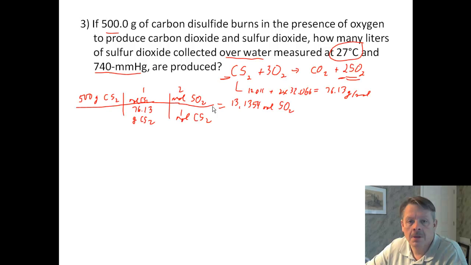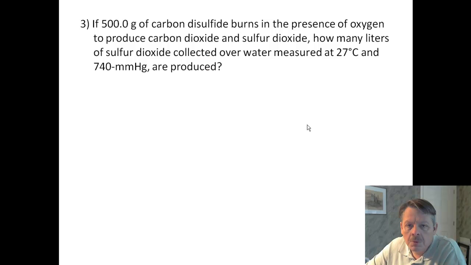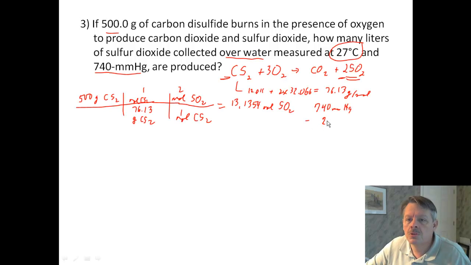Okay, so if I have 740 millimeters of mercury, and I have to subtract, what did I say I was subtracting? What was my number? 26.7 millimeters of mercury. Right? Then I get 713.3 millimeters of mercury. All right.